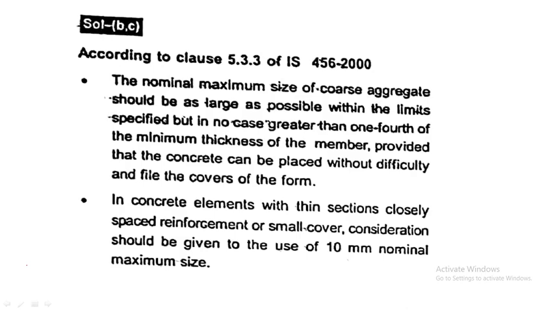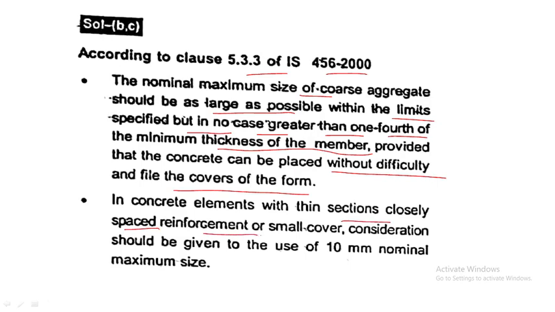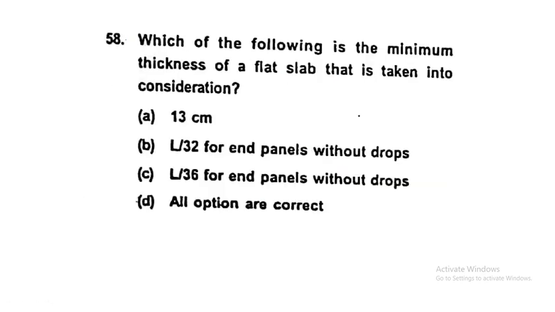According to clause 5.3.3 of IS 456, the nominal maximum size of the coarse aggregate should be as large as possible within the limits specified, but in no case greater than 1/4 of the minimum thickness of the member, so that the concrete can be placed without difficulty and fill the corners of the form. In concrete elements with thin sections, closely spaced reinforcement or small cover, consideration should be given to the use of 10 mm nominal maximum size. So the answer for the given question is B and C.